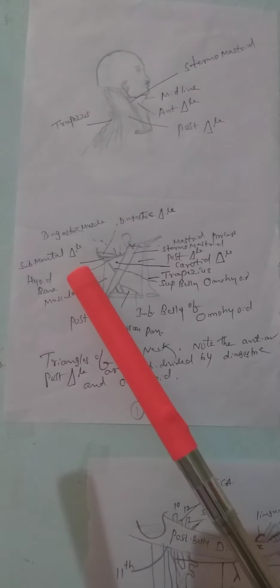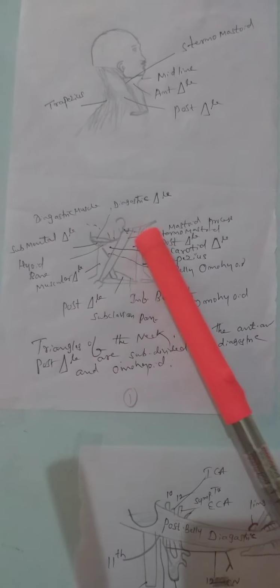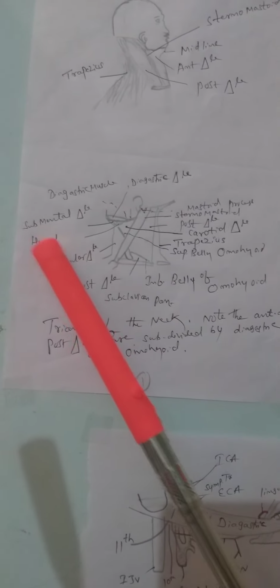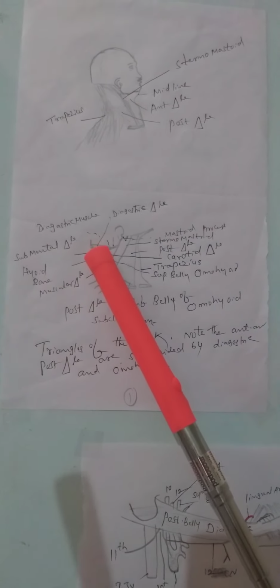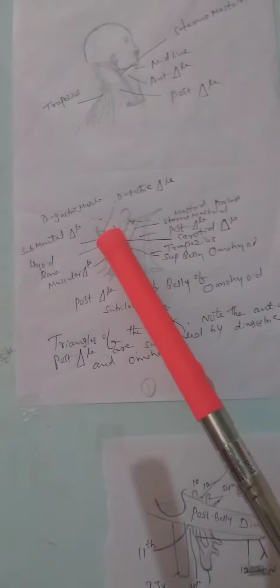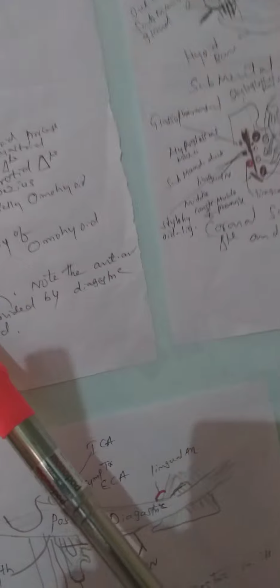Here you can see all the angles. A brief picture of all the angles can be seen here. See here, it is the mastoid process. Here you can see the anterior triangle just below the chin of the mandible, called the submental triangle. Here you can see the submental triangle, and there is a hyoid bone.